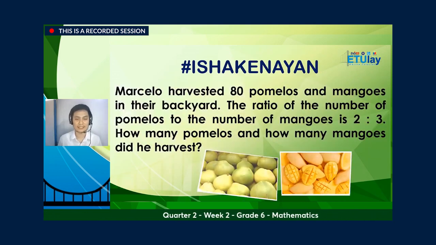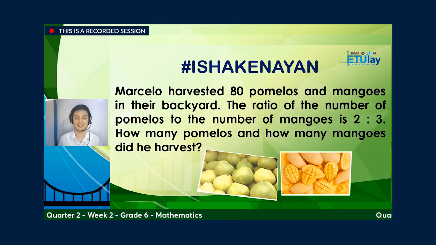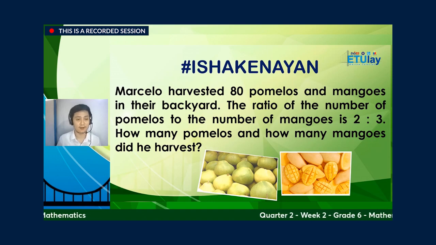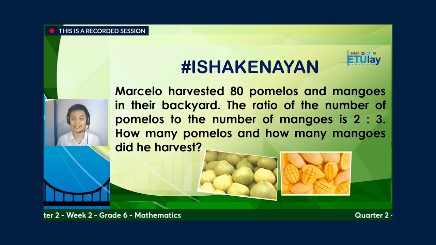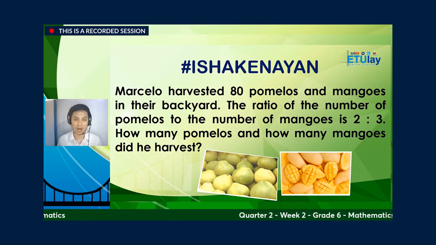Sunod, ayan, i-shake na yan. Dahil meron tayong mga prutas dito, pwede tayong mag-fruit shake. So, anong prutas na involved? Pomelos and mangoes. So, Marcelo harvested 80 pomelos and mangoes in their backyard. The ratio of the number of pomelos to the number of mangoes is 2:3. How many pomelos and how many mangoes did he harvest?